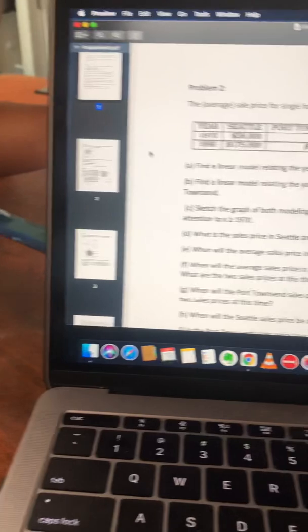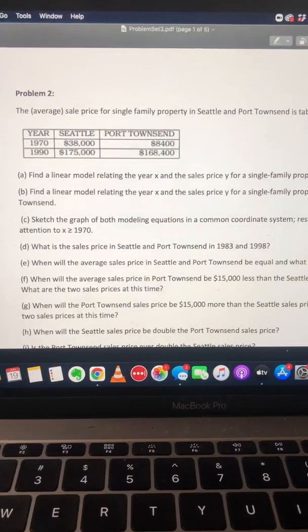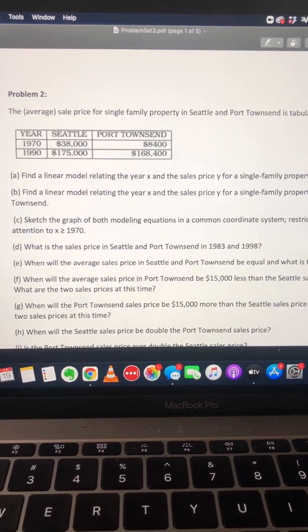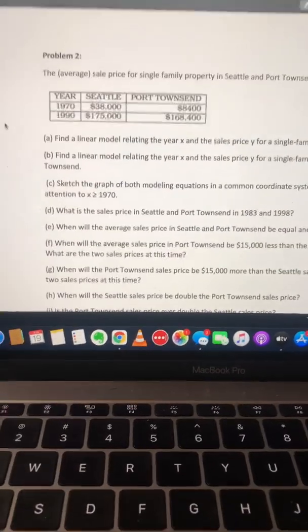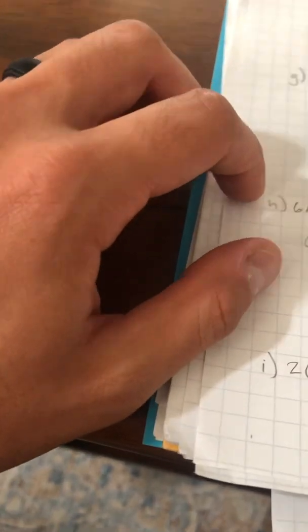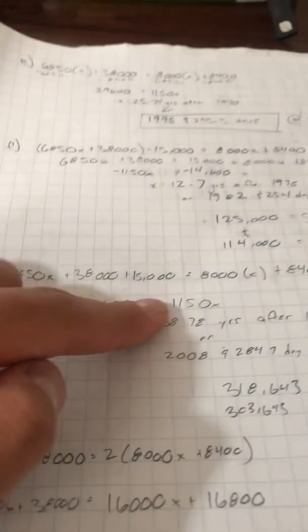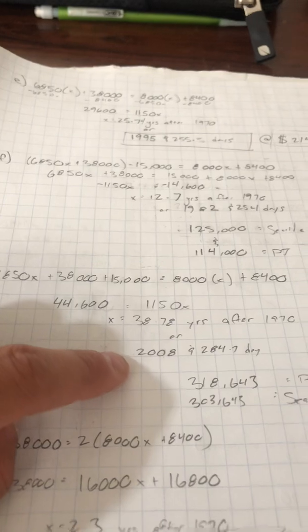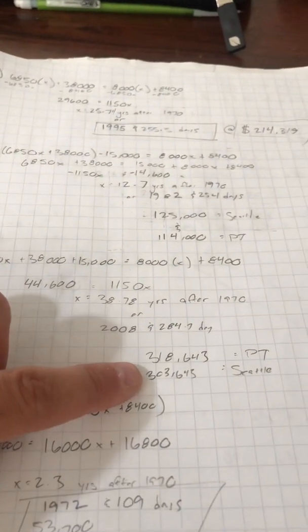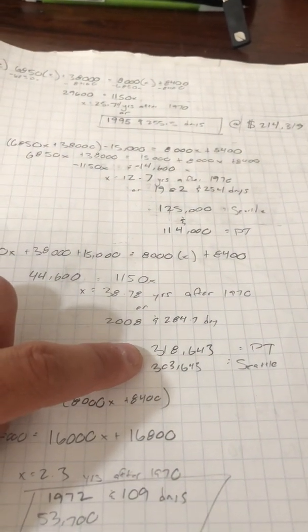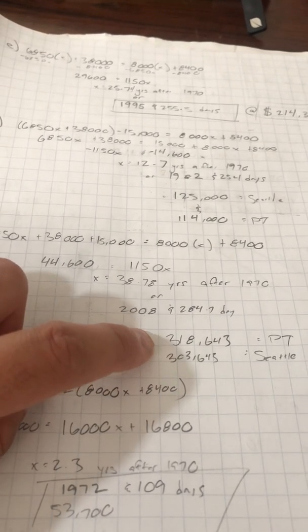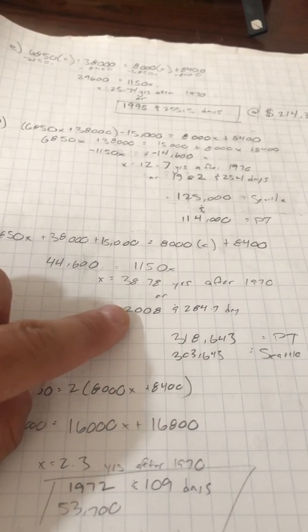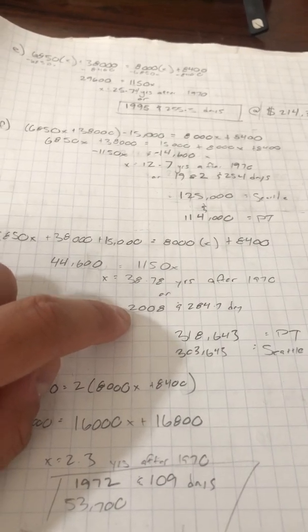Part G asks, when will the Port Townsend sales price be 15,000 more than the Seattle sales price? What are the two sales prices at this time? So we do the same thing as we did last time, except we add 15,000 and solve for x, and you have the Port Townsend price is 318,000, 303,000 for Seattle, and this is in 2008 and 284.7 days.